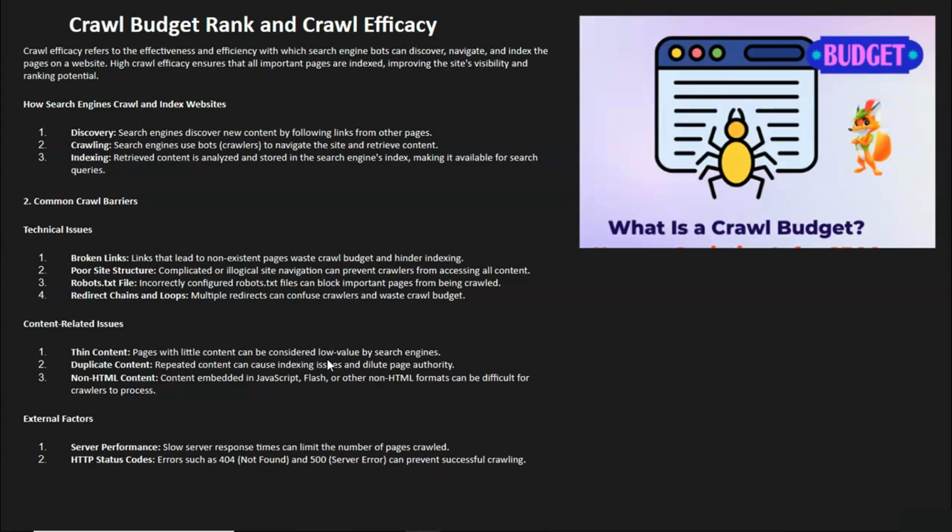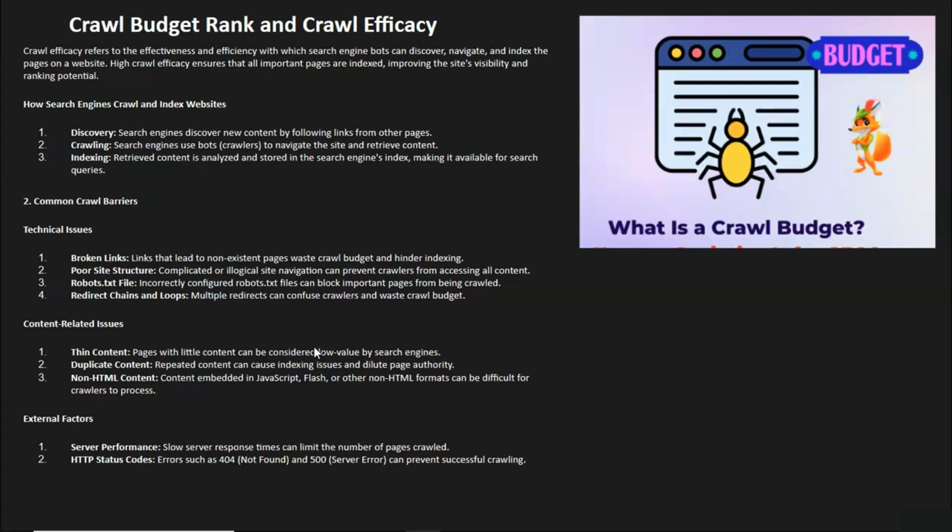When the robots.txt file is not correctly configured, thus blocking important pages from being crawled, that can also contribute to low crawl efficacy. And when there are redirect chains and redirect loops that unnecessarily waste crawler resources, that could also contribute on a technical level to low crawl efficacy.